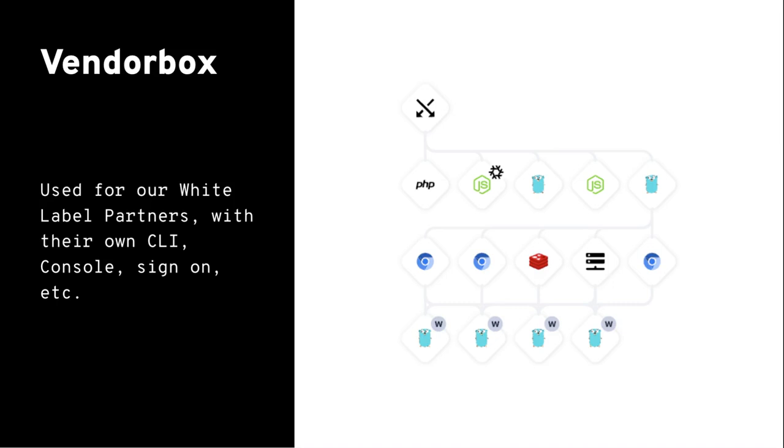Another use case that is a bit more interesting is what we provide to our white label partners, which is called a vendor box. They get access to their own CLI, own console, sign-on, and so on, that they can customize to fit their brand image or their needs. This is deployed on a Platform.sh project as well for each of our partners. As you can see, this is a microservice approach with a lot of workers.